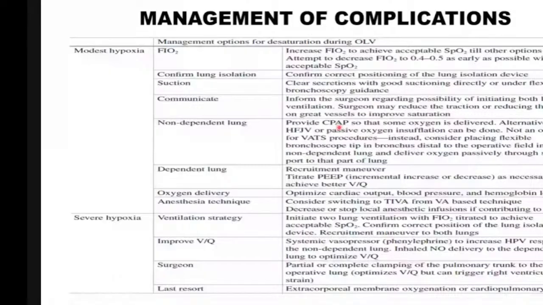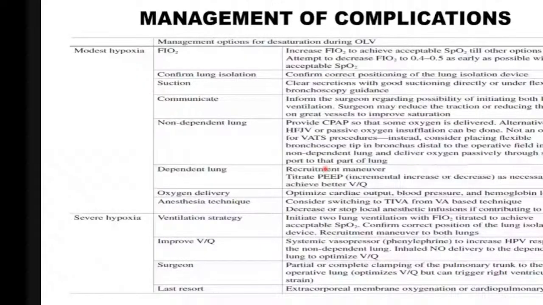Independent lung, or jet ventilation, or even can field and oxygenate through the suction port. For the dependent lung, we need to recruit it and give the PEEP and fusion. The oxygen delivery can be improved by vasopressors, improving the blood pressures, and if needed, transfusion to improve the hemoglobin.